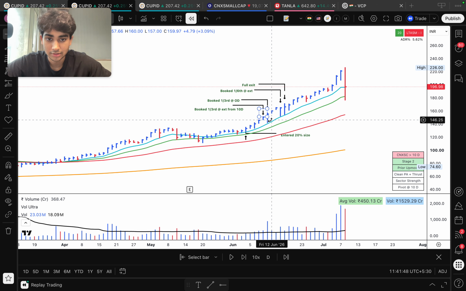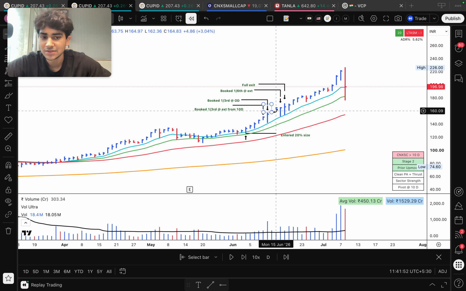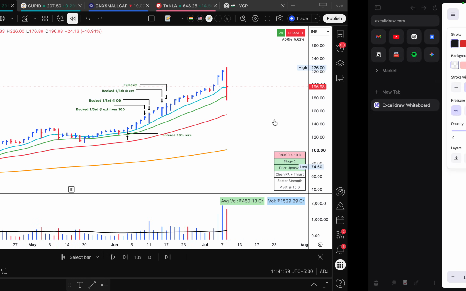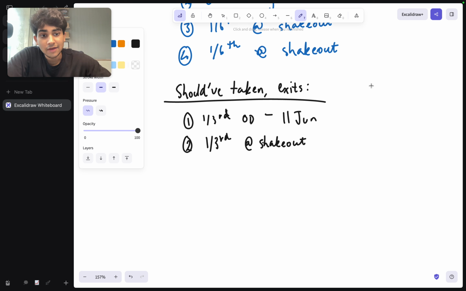Now the second exit. Let's see. Okay, you go up, and here is where I 100% feel the stock started going parabolic. So on this shakeout, I would have booked another third or a sixth. Let's be realistic and say I booked another third. Now, I have already booked 66% of profits.